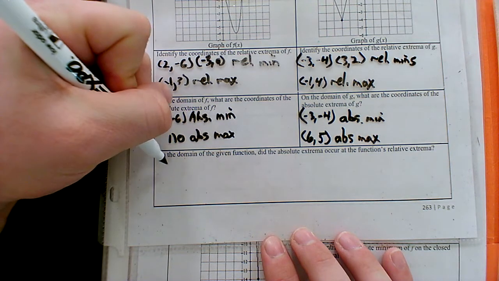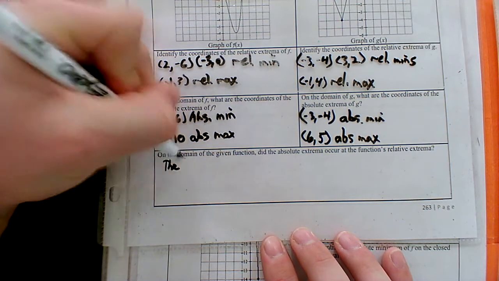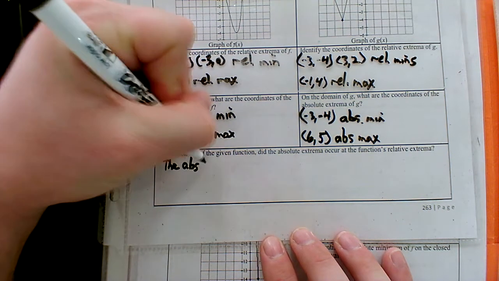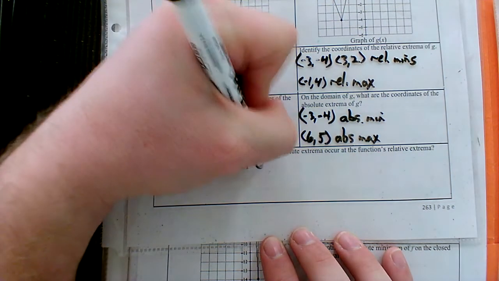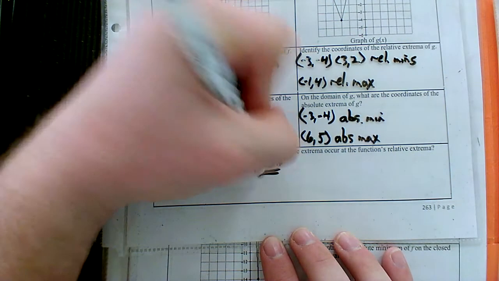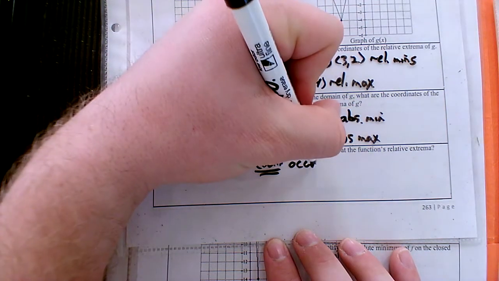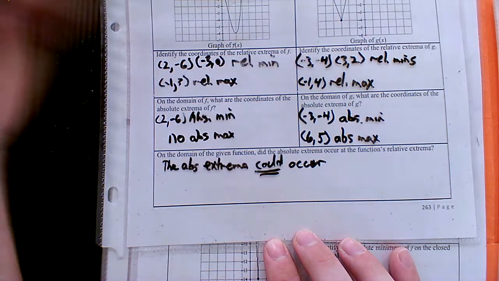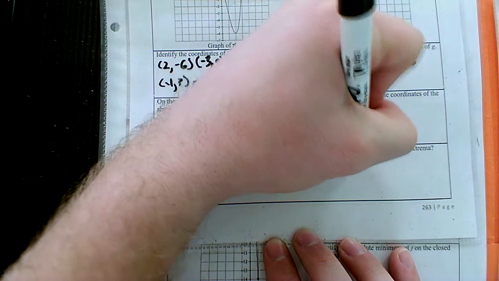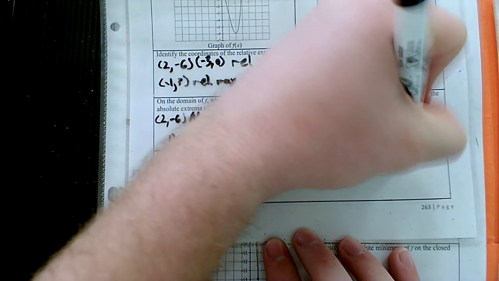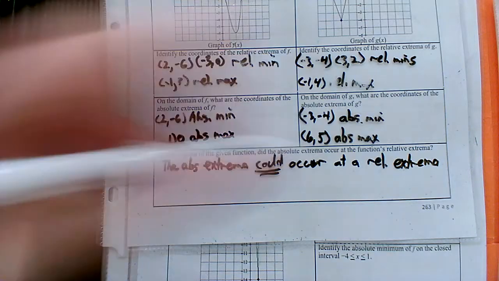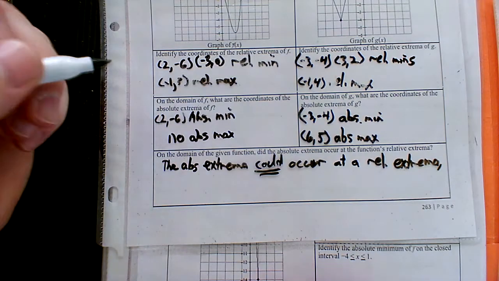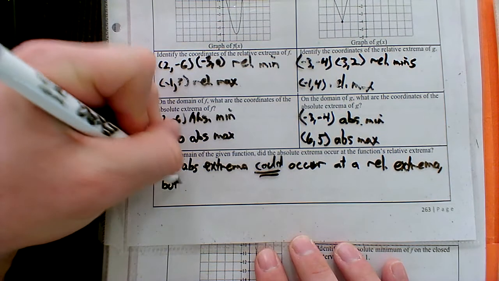All right. Very good. So what we're going to say about that is the absolute extrema could occur at a relative extrema, but it does not have to.